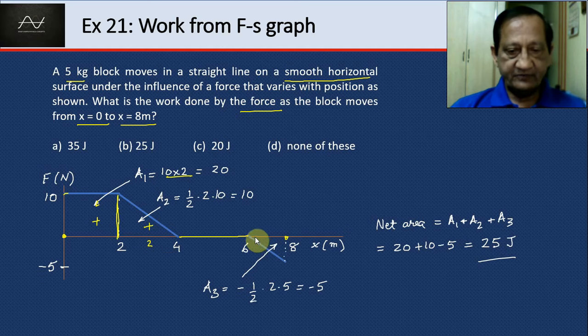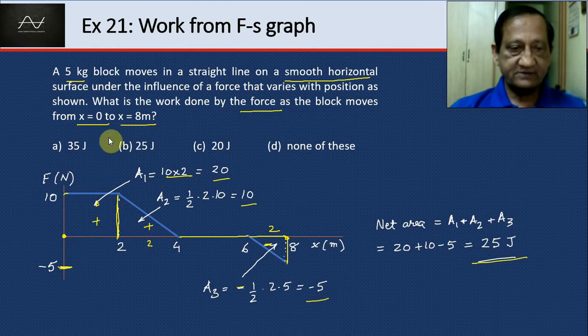Then this area, half into base, which is 2, and the height is this one, 5, but negative. So minus half into 2 into 5 is minus 5. Net area is 20 plus 10 minus 5, 25 joules. Option B. Correct? You got the same answer?